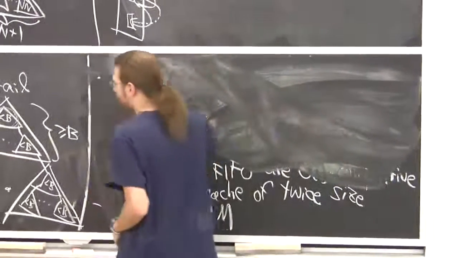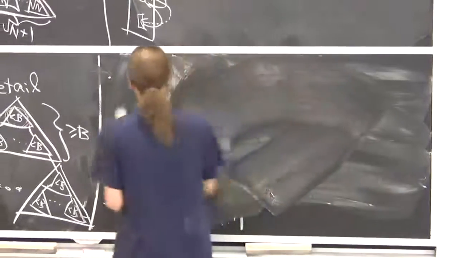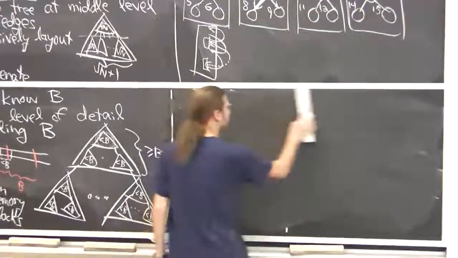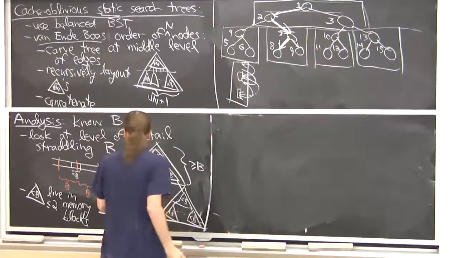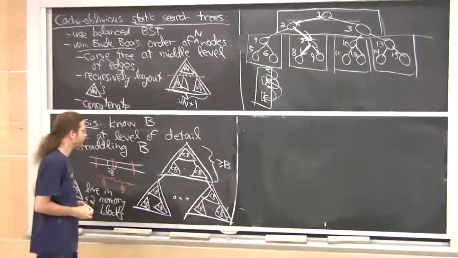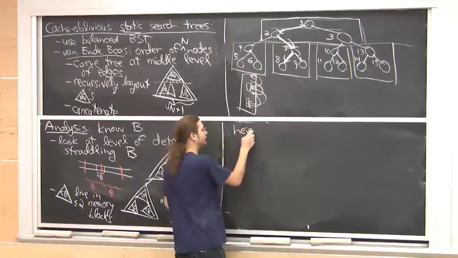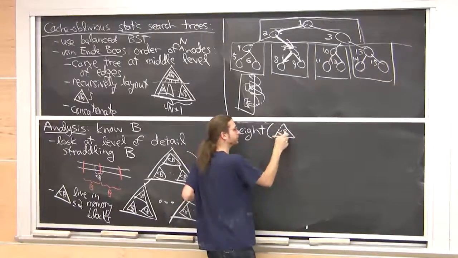So all that's left is to count how many of those little triangles do we need to visit on a root to leaf path. I claim that's going to be log base b of n. So I guess the first question is, what is the height of one of these little triangles?